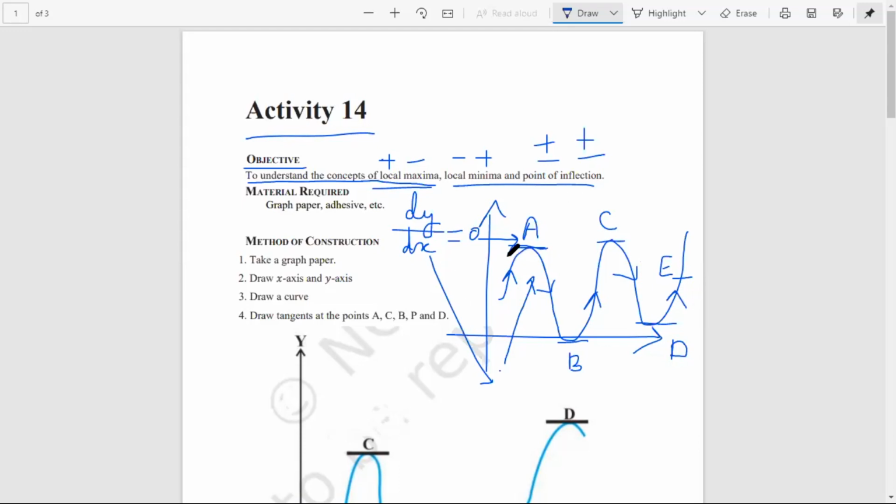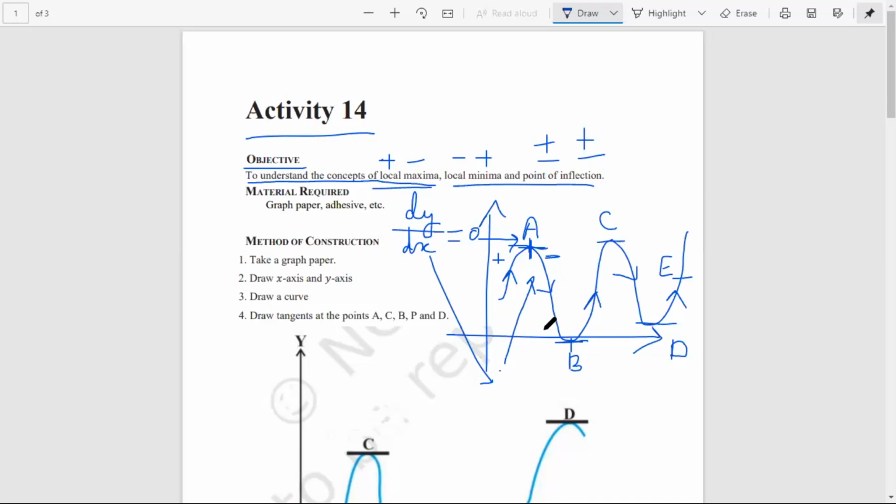Can you tell me in this curve, very immediately to the left side of the point A, what is the sign? Negative or positive? Anyone? Positive. Very good, very good. It is positive. Okay, what about to the right side of A? It's negative. Clear? Again, at point B, very immediately, what is the sign to the left side of point B?